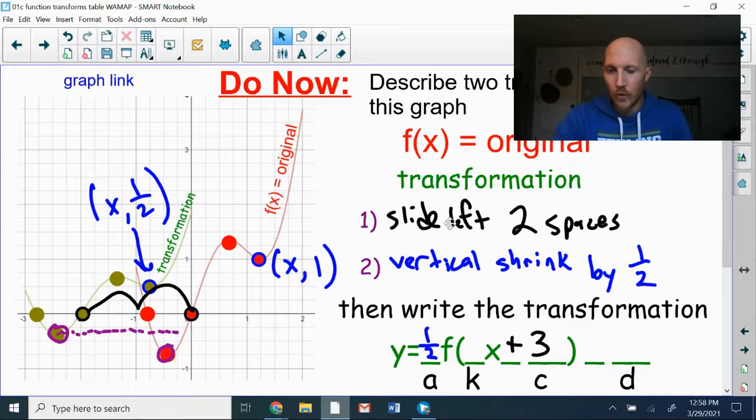So for transformation number 1, sliding to the left by 2 spaces, that's going to give us a C value of plus 3. And for the vertical shrink by a half, that's going to give us an A value of 1/2.